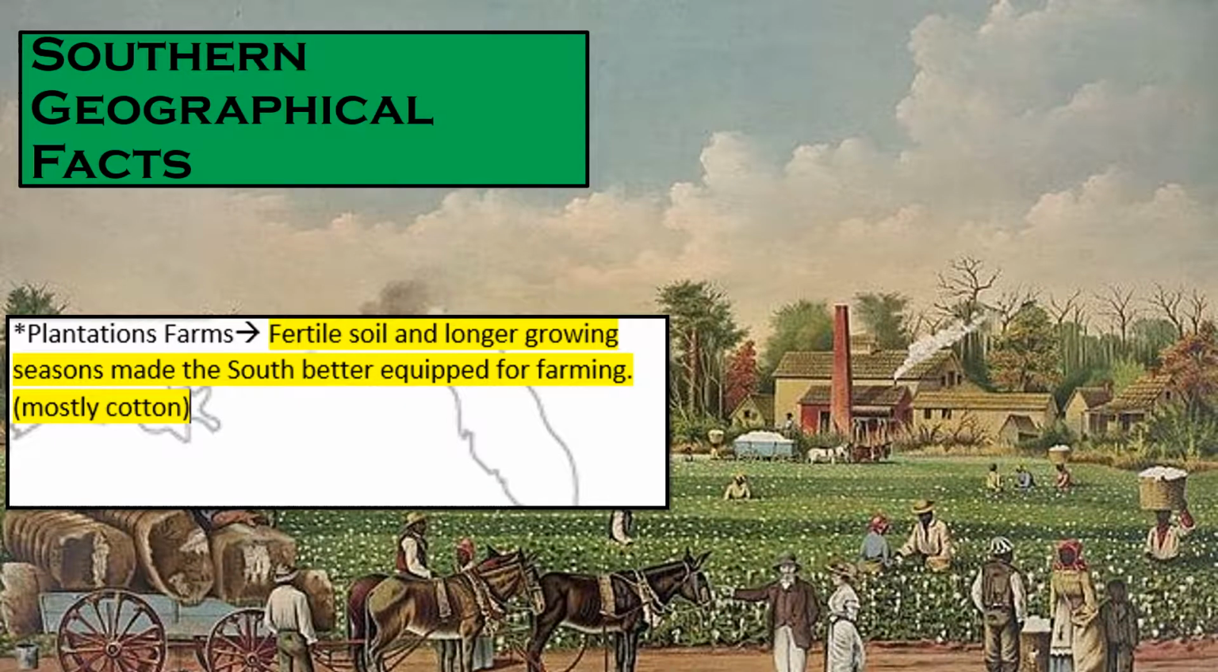All right, geographical facts. So pretty much it's your plantation farms. A super fertile soil, longer growing season made the South better equipped for farming. We've been talking about this since the beginning of the year, how the southern colonies had great soil for farming. They had plantation farms then, and it hasn't changed. Just because time has changed does not mean the land has necessarily changed. It's still good soil. The climate is still the same, and they have lots of availability for plantation farms.